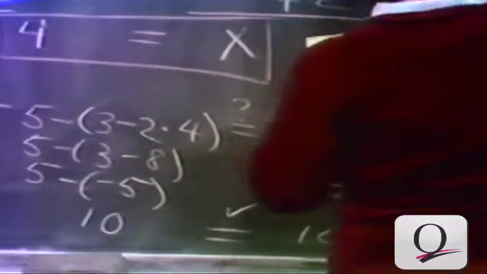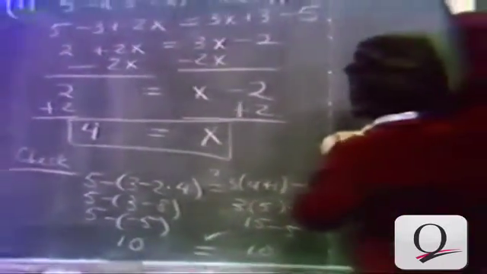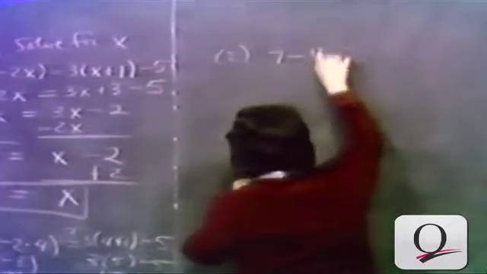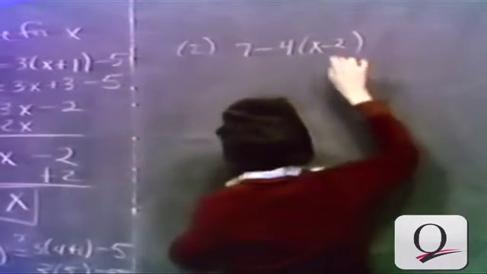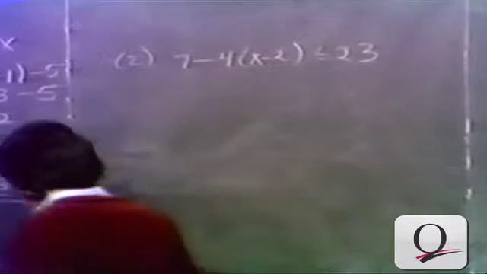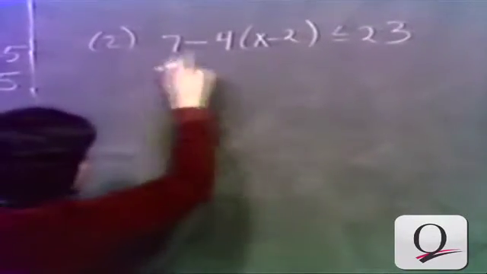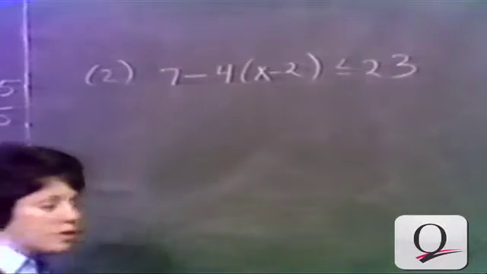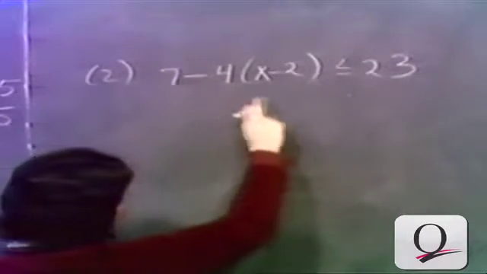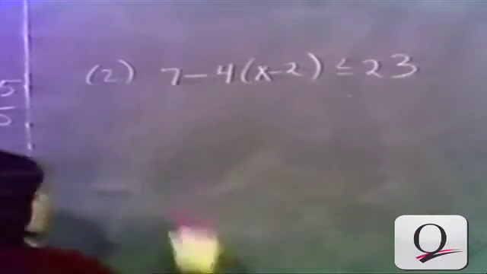In example number 2, we have the following inequality. We want to solve for x. 7 minus 4 times x minus 2, in parentheses, is less than or equal to 23. All right. We don't make this 3 times x minus 2 because of order of operations. The multiplication of the 4 through the x minus 2 here has to come before the subtraction.